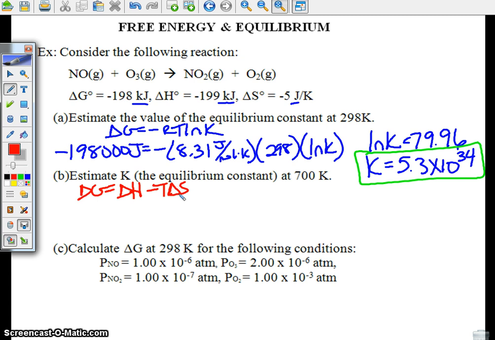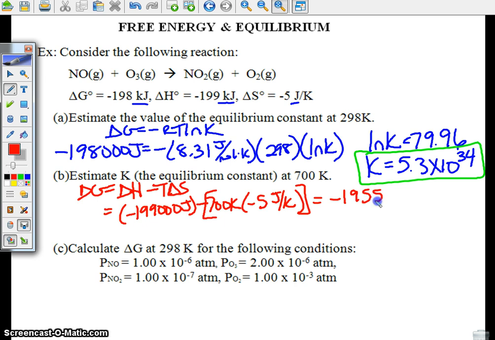Now, why am I only going to get an estimation doing this? Here's my delta H. I'm going to put it all in joules because it's easier later. So I'm putting in 700 for T. Oh, I should put this whole thing into brackets so we make sure you subtract the whole thing. And I'm going to get negative 195,500 joules. It is better to round at the end if you can.